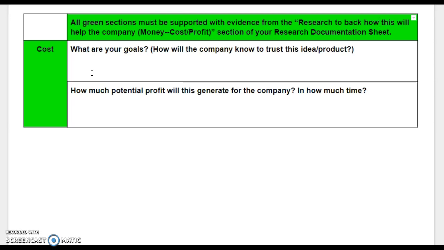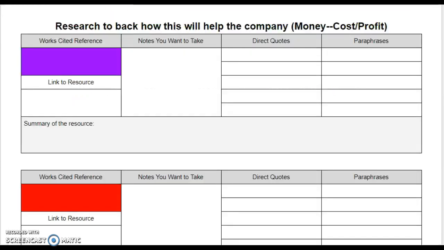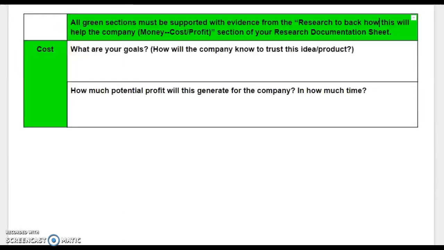But basically, what you need to know is for the goals section, no matter what you put and what you ultimately think that your cost for your product is going to be, you've got to make sure that you have something to support it. And that's where that research comes into play. The last section is how much potential profit will this generate for the company and in how much time.